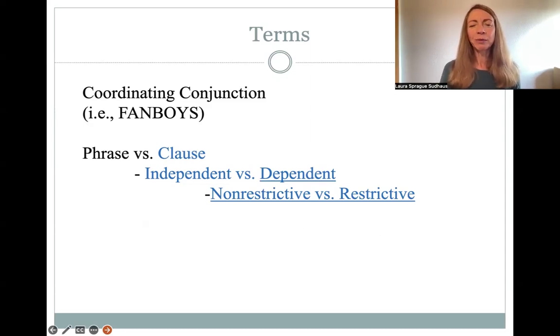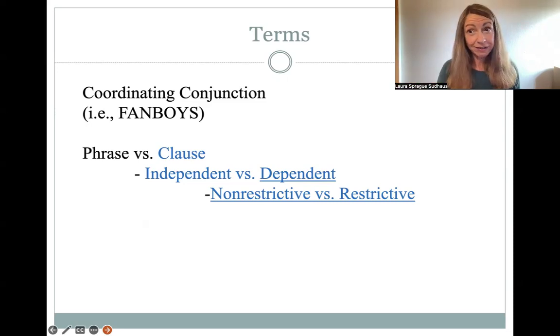So non-restrictive means it's non-essential, it's additional information. Barack Obama, comma, who was the 44th president, comma, is on vacation. Barack Obama is on vacation. We know what's happening. That's just additional information. Who was the 44th president? We put it in commas. Professor Zeiler says you could add the phrase, by the way. Barack Obama, comma, who, by the way, was the 44th president, comma, is on vacation.